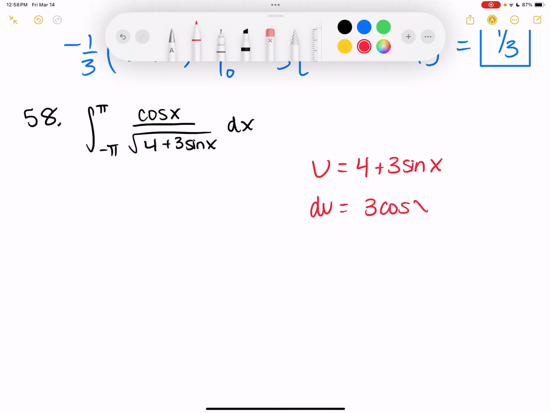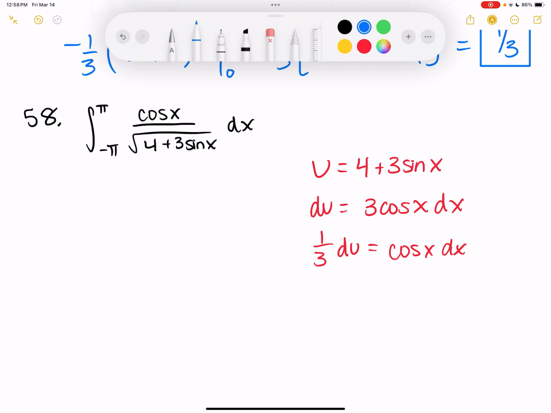3 cosine x dx. So even if I had chosen cosine of x first, when I took the derivative, I knew that still wouldn't help me. If I have a radical, especially on the bottom, I definitely want to be thinking that whatever's inside of it is what I'm replacing. So now, divide by 3. 1/3 du equals the cosine of x dx. So that takes care of the top of my fraction.